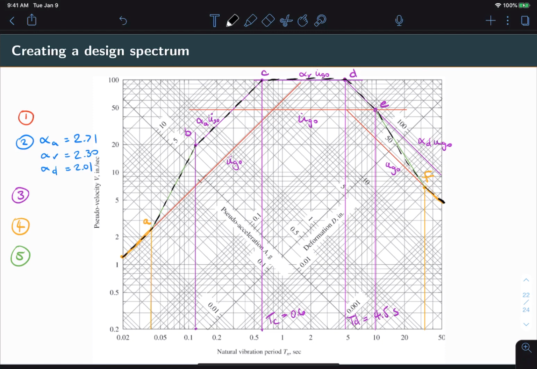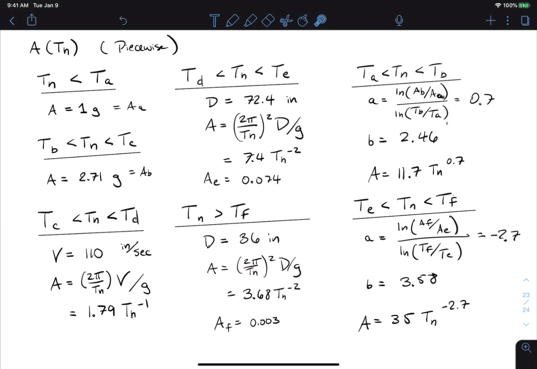Now the last thing to do will be to extract equations for the pseudo-acceleration spectrum A. Now this will be a piecewise function for each of the line segments. You can see the solution here. I will just point out a few things. For Tn less than Ta, the acceleration will be constant. Same thing for between Tb and Tc. For Tc to Td, the velocity is constant, not the acceleration, but we can easily convert to acceleration using the relationship between each of the spectra. So in this case, we just multiply by 2π over Tn, or the natural frequency ω_n. We also need to make sure to divide by g to get into the right units.